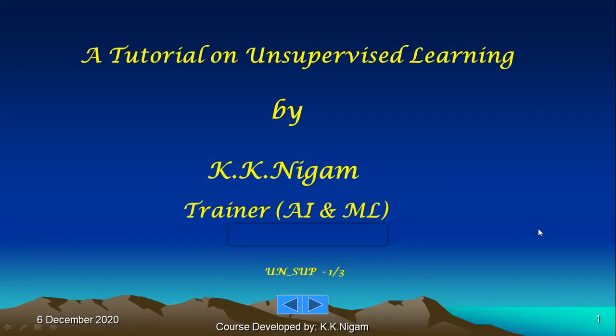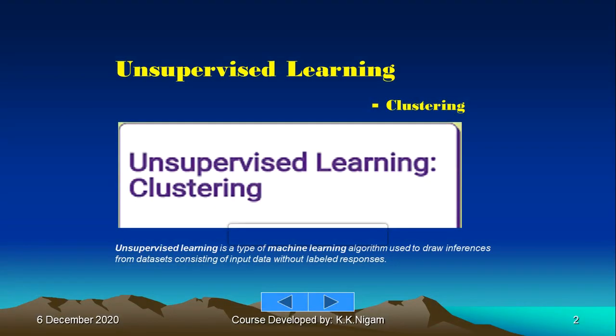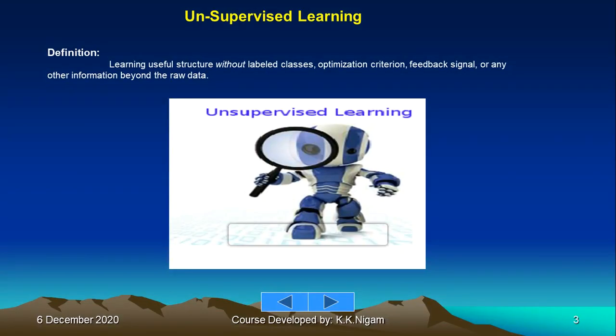So let's start with the new topic, that is unsupervised learning. Now, unsupervised learning is a type of machine learning algorithm used to draw inferences from datasets consisting of input data without labeled responses. The definition is learning useful structure without labeled classes, optimization criteria, feedback signal, or any other information beyond the raw data. So you don't have any other idea except the data that you have.